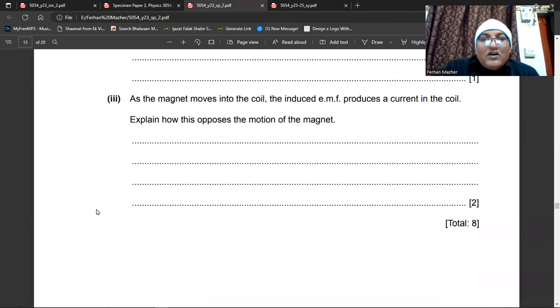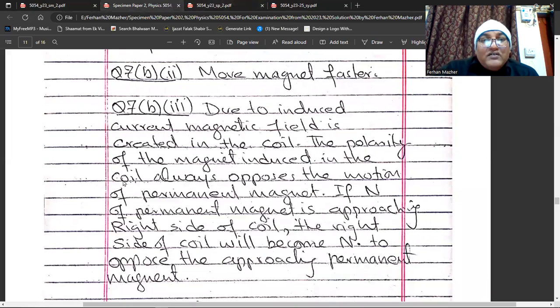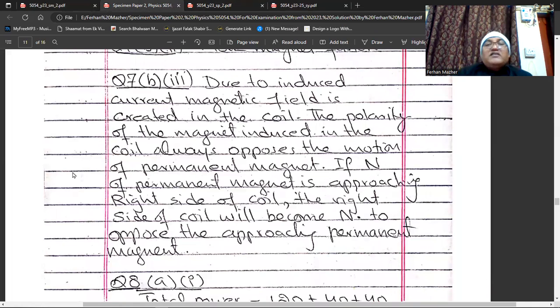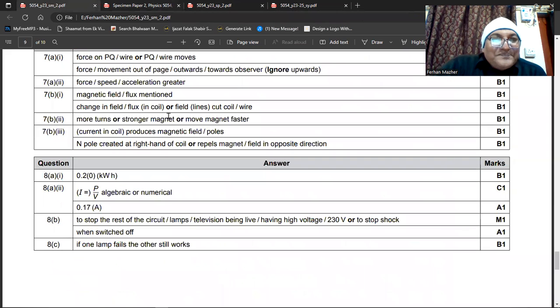That is called Lenz's law, and we have a question on it right now. Due to induced current, a magnetic field is created in the coil. The polarity of the magnet induced in the coil always opposes the motion of the permanent magnet. If the north pole of the permanent magnet is approaching the right side of the coil, the right side of the coil will become north to oppose the approaching permanent magnet's north pole. I hope you understand. Magnetic field, sorry.